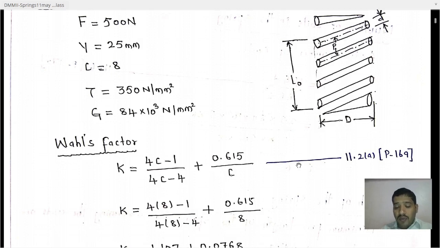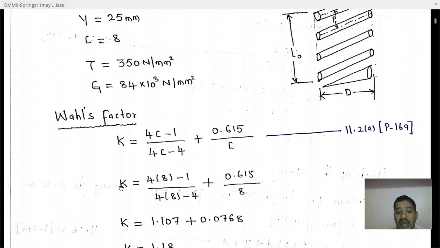For this Wahl's factor equation, you have to refer to page number 169, equation 11.2a, in the Design Data Handbook by Mahadevan. Then you can easily get this equation. So, page number 169.